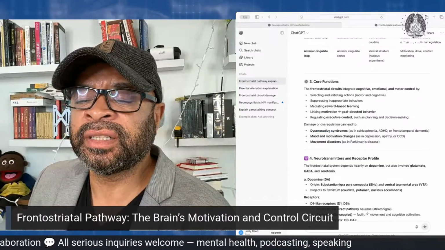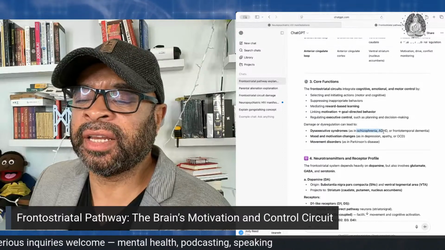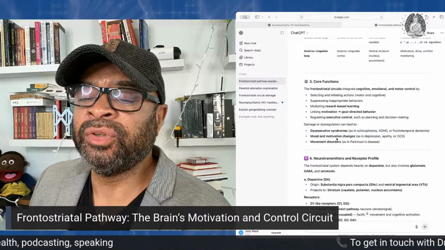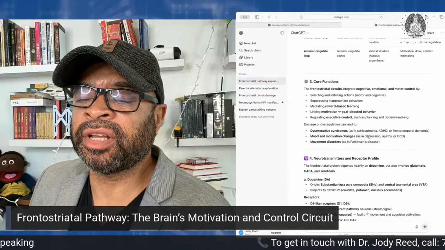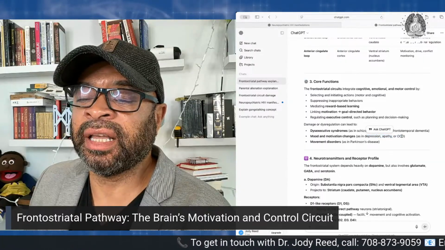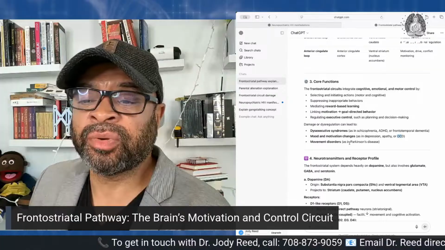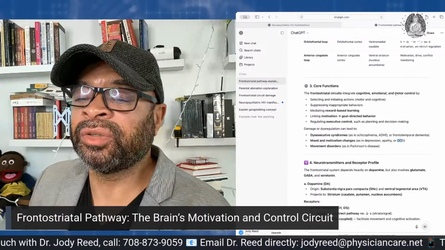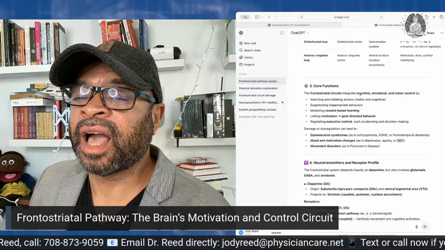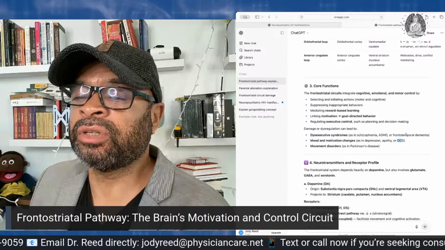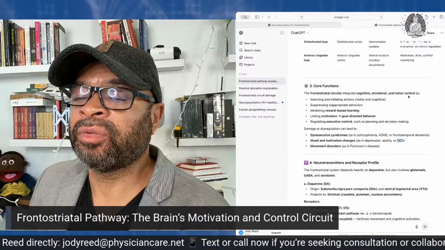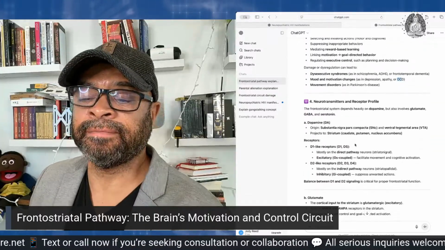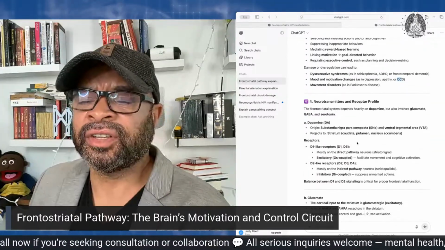So this executive syndrome is seen in conditions such as schizophrenia, ADHD, and frontotemporal lobe dementia, right? Mood and motivational changes such as depression, apathy, or OCD, and movement disorders such as Parkinson's disease. So remember the cognitive, the emotional, and so on. The cognitive and emotional would be frontotemporal lobe dementia. Motor would be more like Parkinson's disease. Okay, so let's look here next.